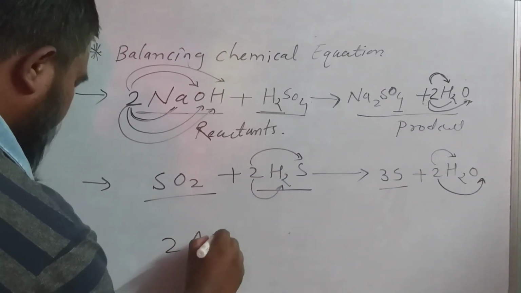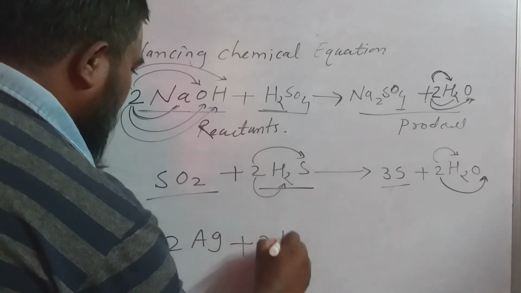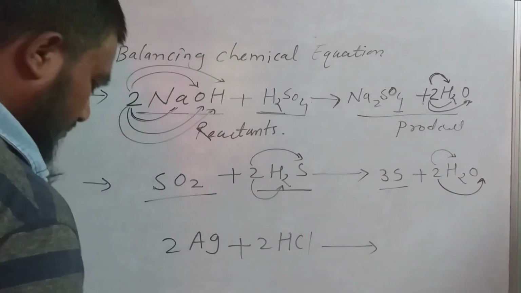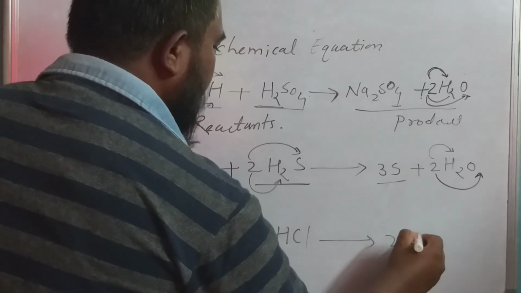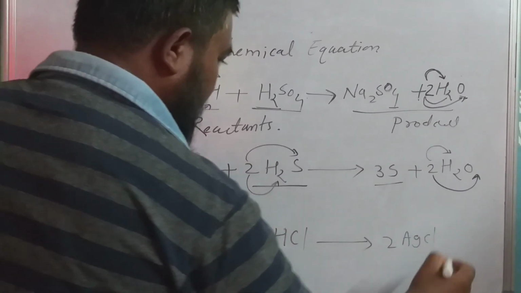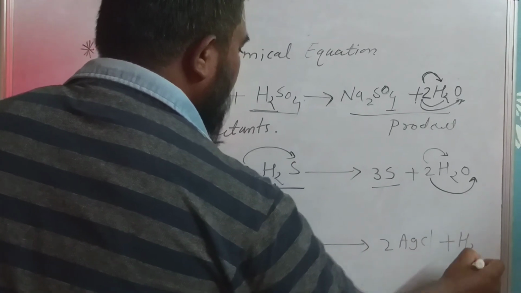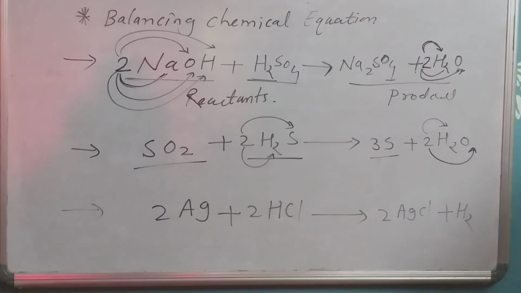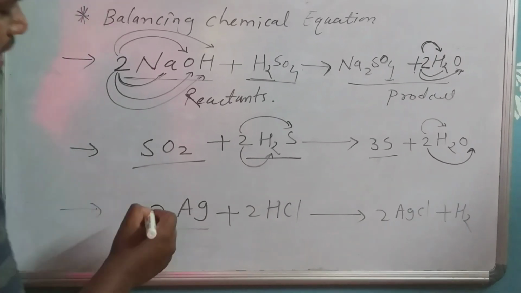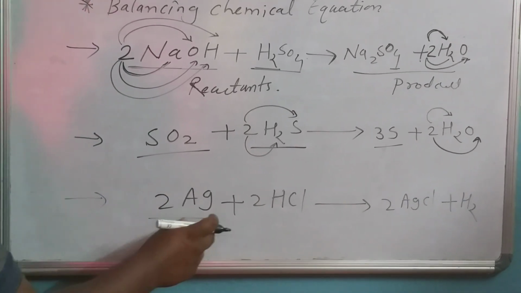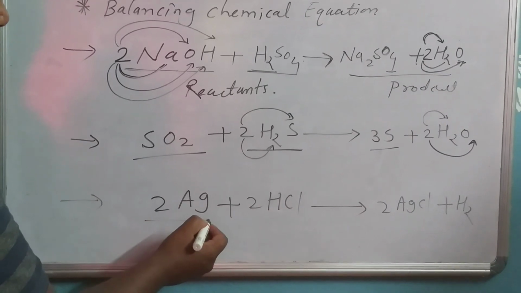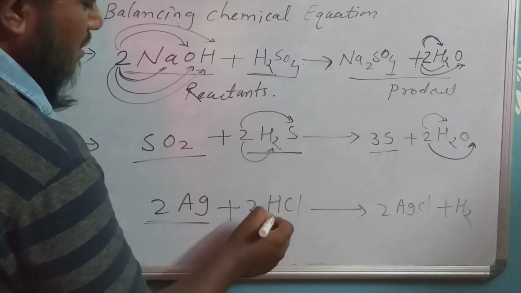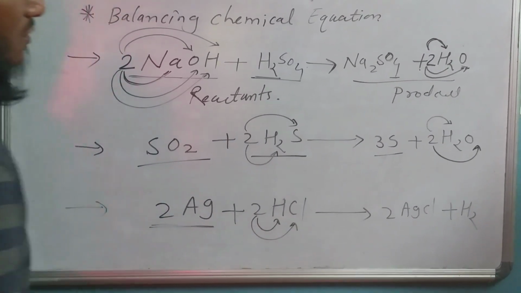2Ag plus 2HCl gives 2AgCl plus H2. Now in this type of reaction we can see that on the reactant side 2Ag, Ag means silver, 2 silvers are present. Now 2 hydrogens are 2 and chlorine is also 2.